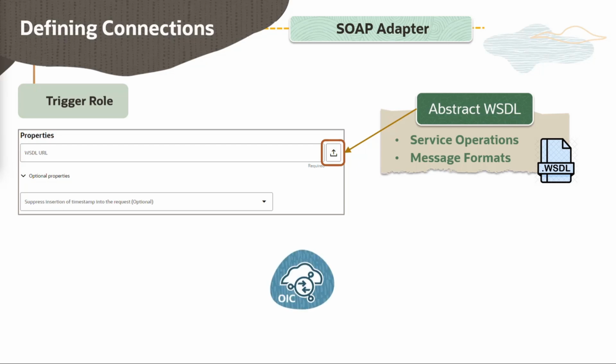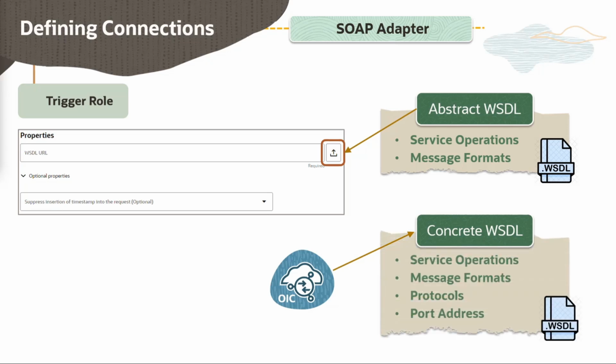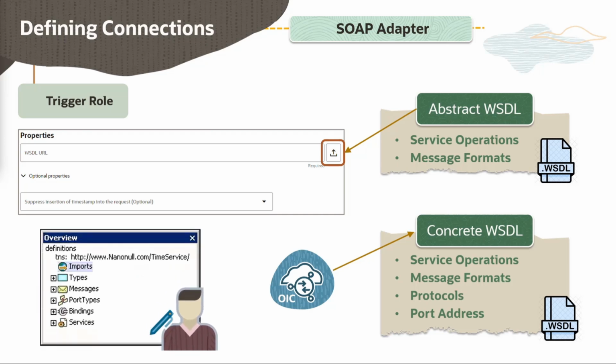Much later, after an integration that is using this trigger connection has been activated, a concrete WSDL will be generated by OIC, which you can distribute to clients as it will contain the same information along with the communication protocol to use, which will be HTTP, and the URL that must be used to contact the web service. So essentially, most of the work for creating a SOAP adapter trigger connection will be to design and create the file using a WSDL editor such as XML Spy or the extension available in Oracle JDeveloper.